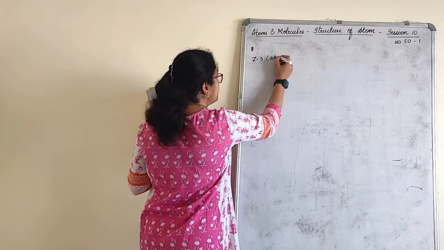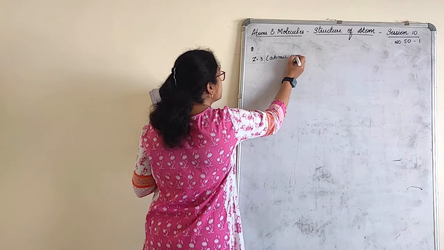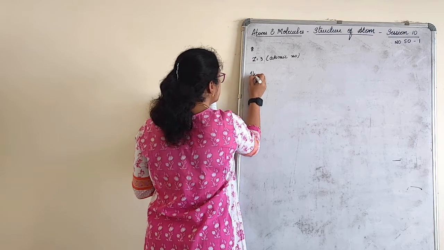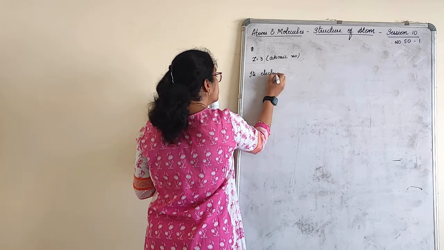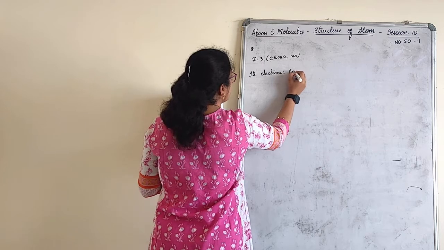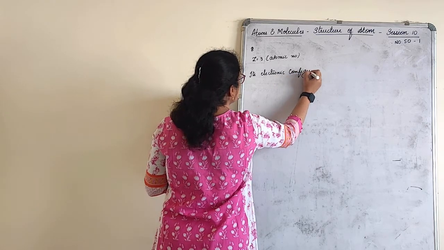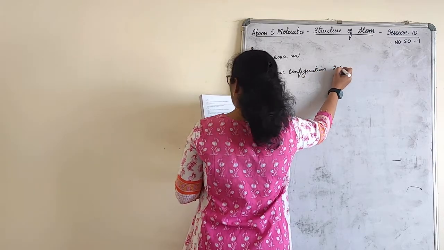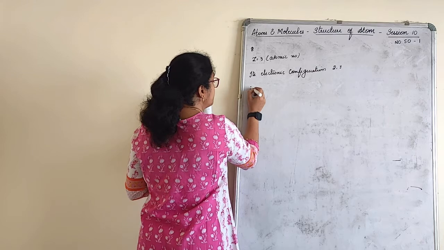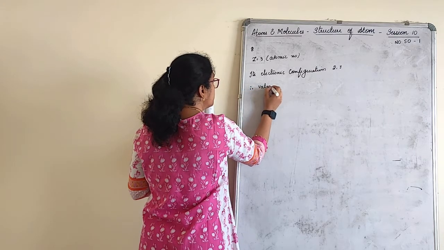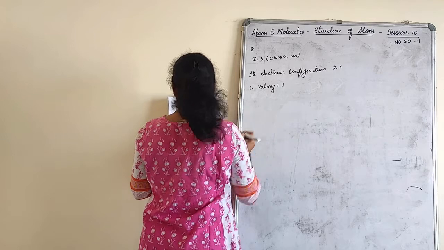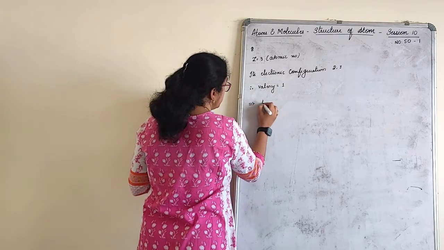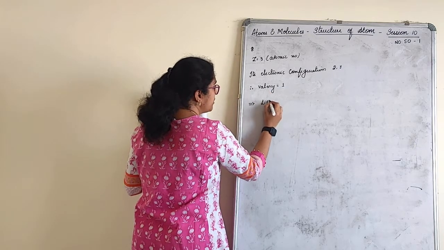Atomic number we will write. So its electronic configuration would be what? 2, 1. Therefore, valency is 1. Outermost shell has only 1 electron. Therefore, when Z is equal to 3, we got to know it is lithium.